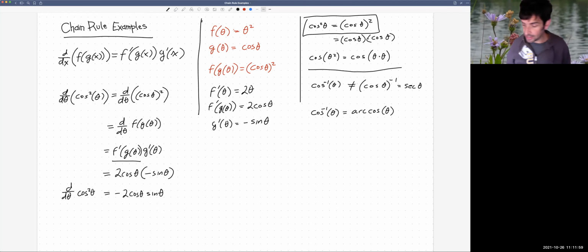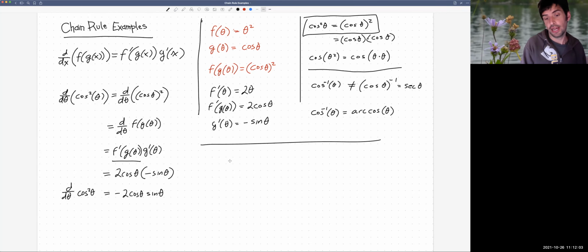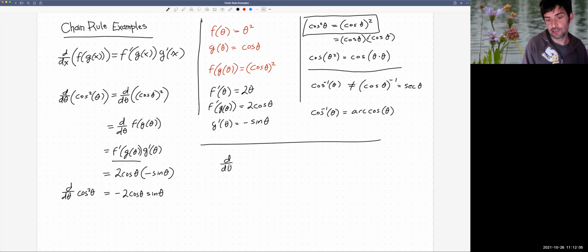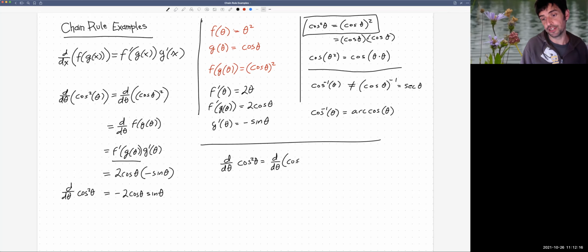Right, this is another example where there's a different way to do this one. We did it with the chain rule. I could just as easily have done it another way: cosine squared theta is cosine of theta squared, so we're multiplying it by itself. So I could have written it this way.